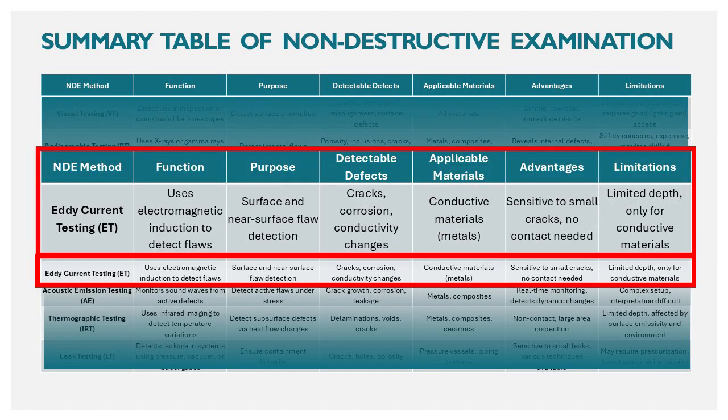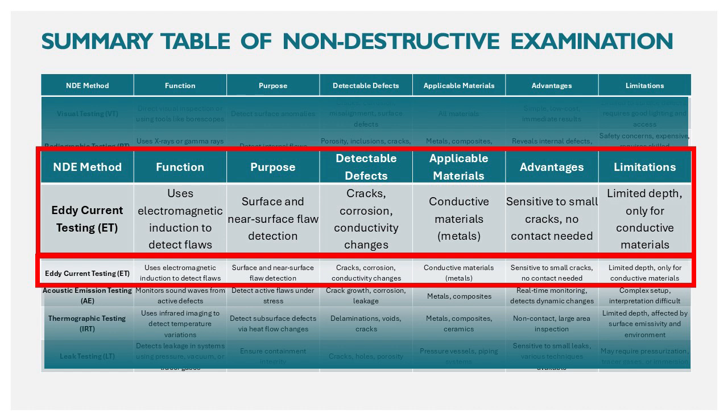Eddy current testing, or ET method. The function of eddy current testing is that it uses electromagnetic induction to detect flaws and material properties. The purpose of eddy current testing is to detect surface and near-surface defects in conductive materials. Detectable defects using eddy current testing include cracks, corrosion, and conductivity changes. Eddy current testing is applicable for conductive materials, mostly metals.